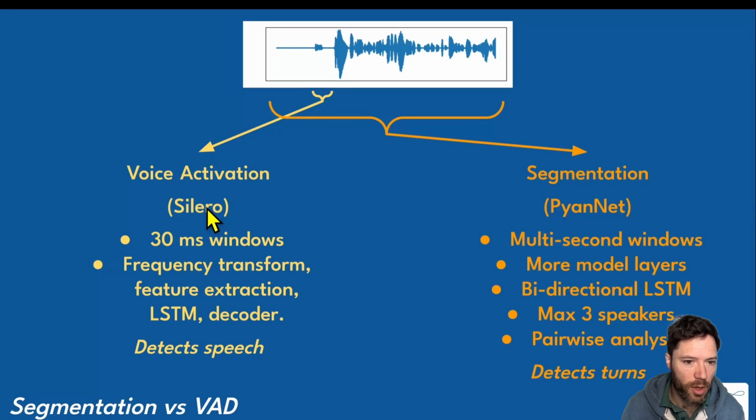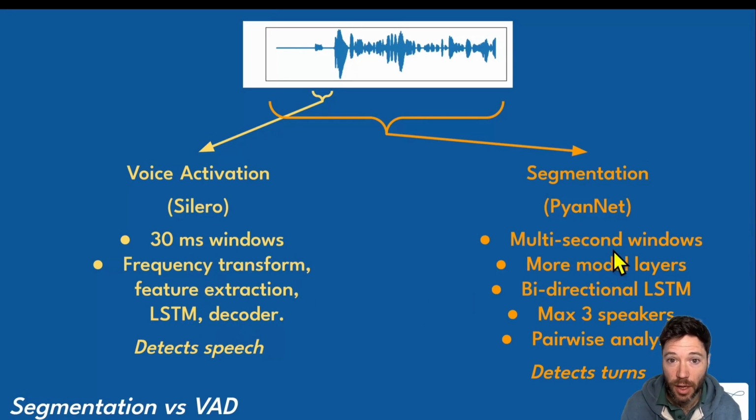So whereas a model like Silero for voice activation has a frequency transform, it will extract features in the frequency space, and it will use a small LSTM, which is a recursive model with memory elements, and then a decoder to come back out to the probability estimate for speech or non-speech.